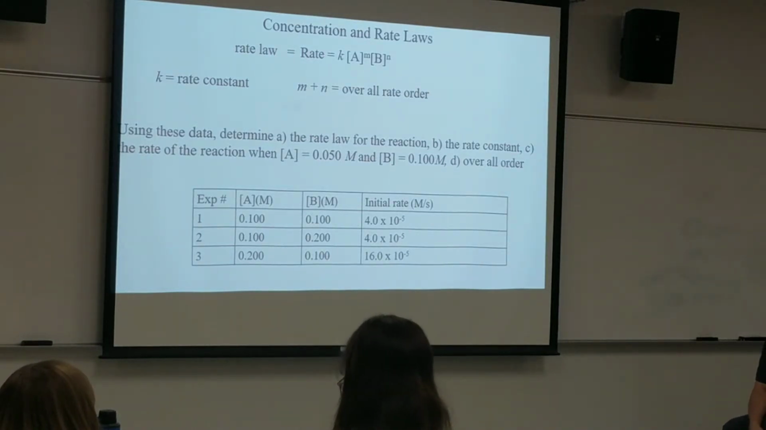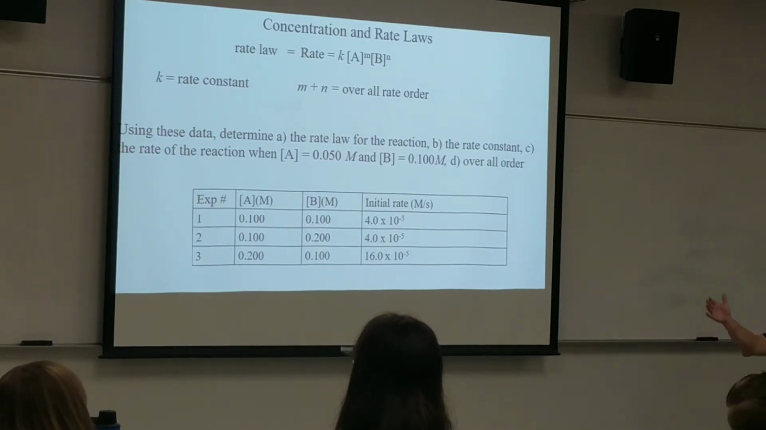Experiment 1 is the same concentration. Experiment 2, you doubled B. Experiment 3, you doubled A. Everybody see what they did there? And then the rate is something that they plot. Okay? The rate is molarity, change in molarity over change in time. Okay?